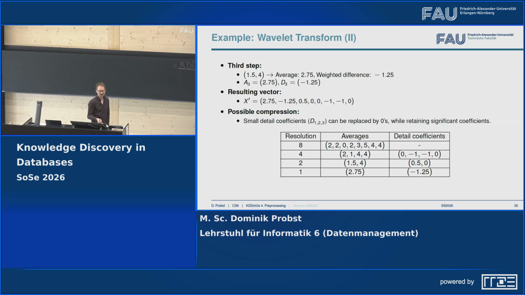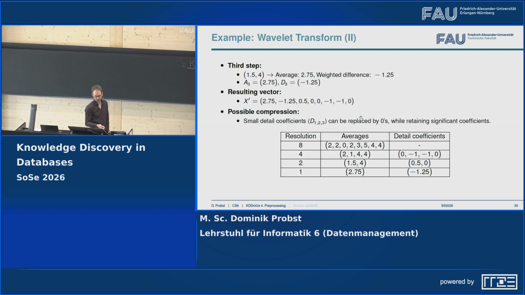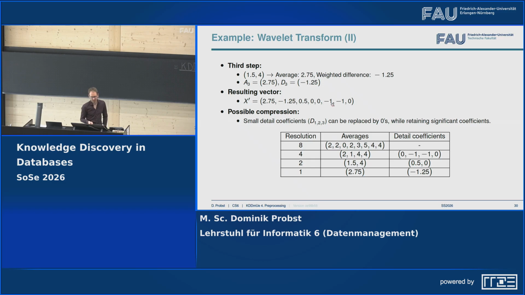If we are taking a look at the averages and put them into a complete vector, so this is A3, these two are A2, here, 1.5 at 4. Oh, sorry, not 1.5. Sorry, I'm wrong. Here, we have things. The averages is the first average, and then the detail coefficients behind that.